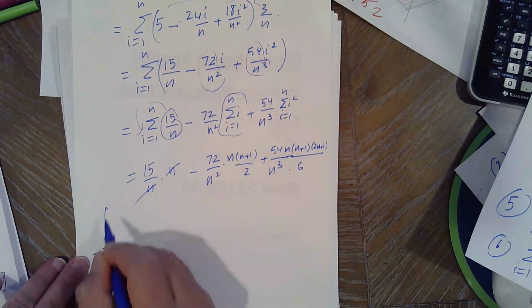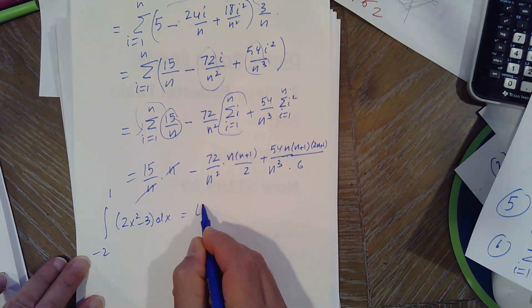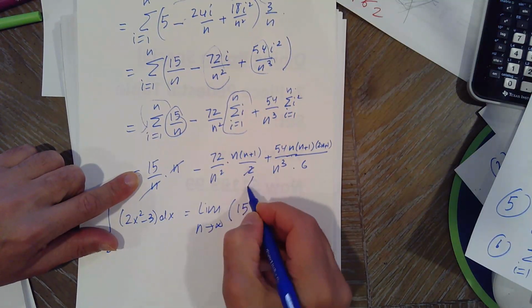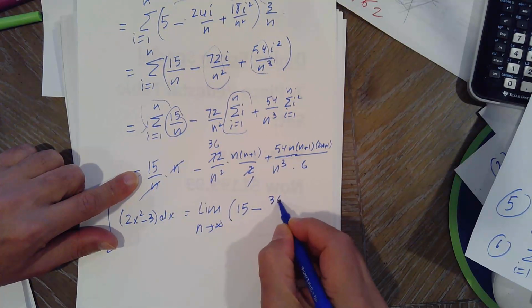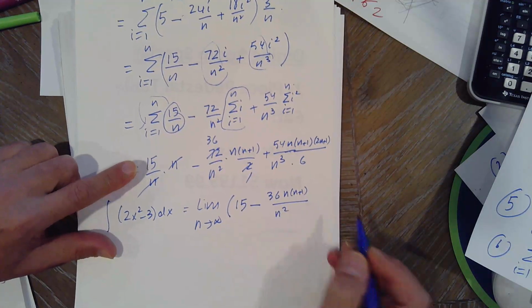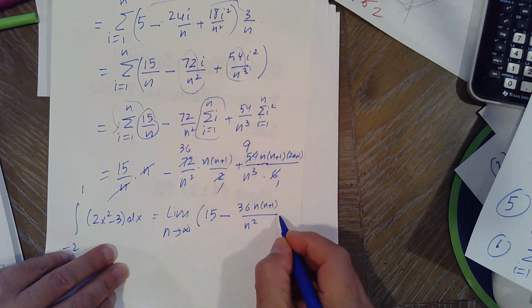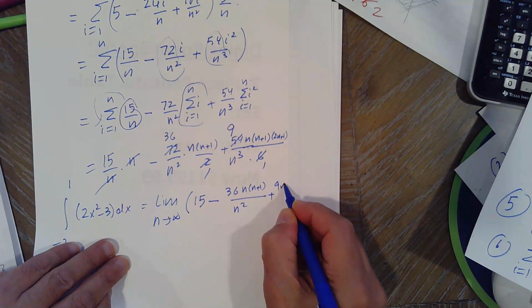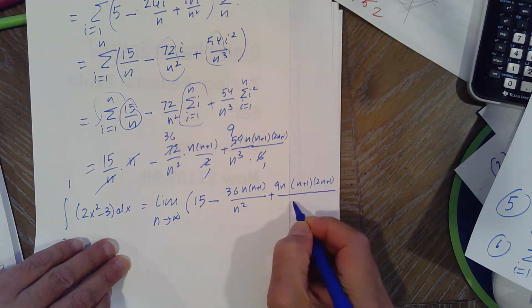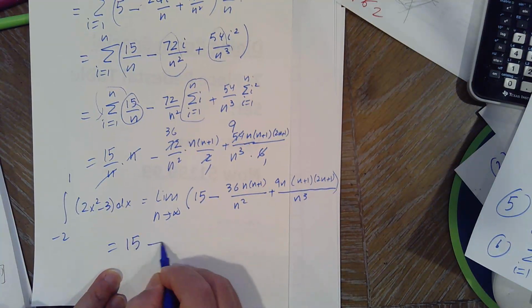So the integral from negative 2 to 1 of 2x squared minus 3 dx is the limit, as n goes to infinity, of all of these: 15 minus, that's 36 n times n plus 1 over n squared, plus, that's a 9 times n plus 1 times 2n plus 1 over n cubed. So the limit of a constant minus.